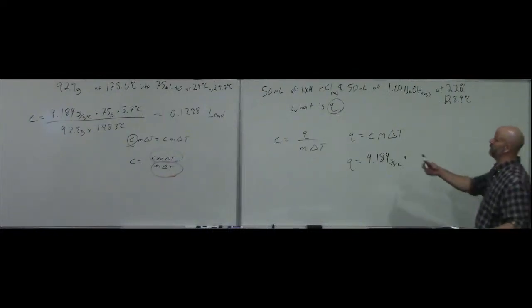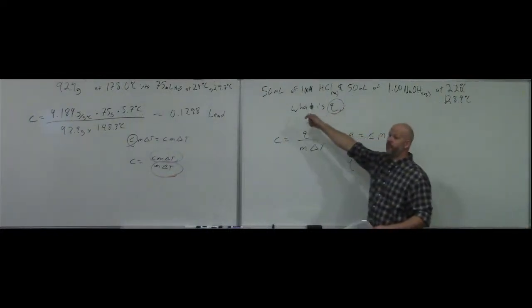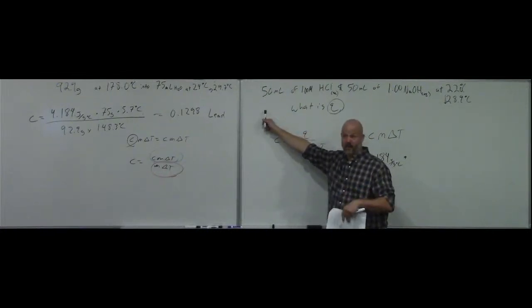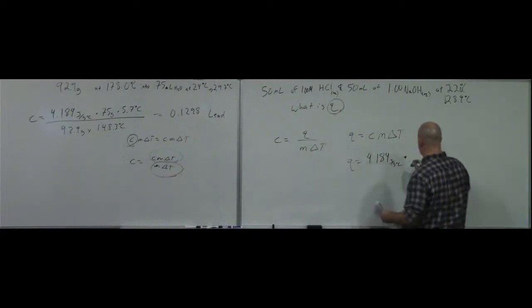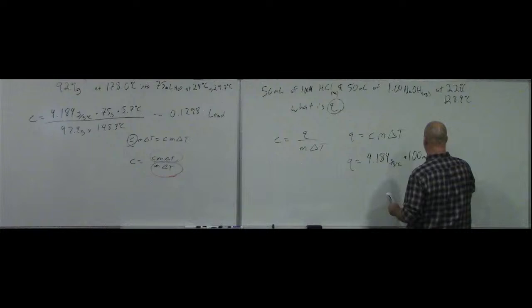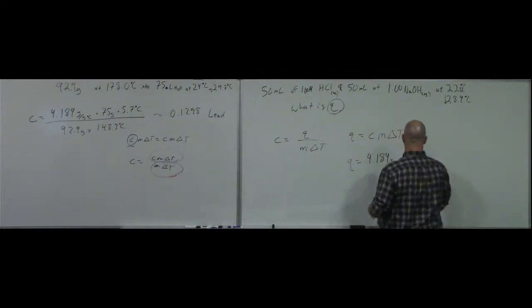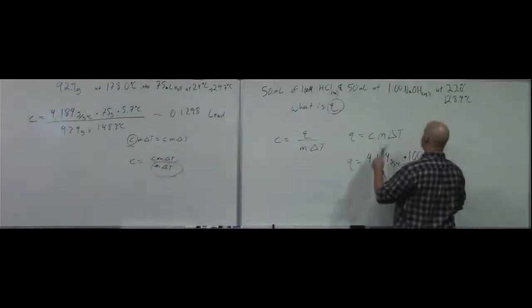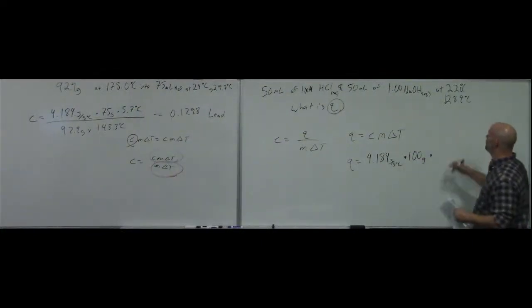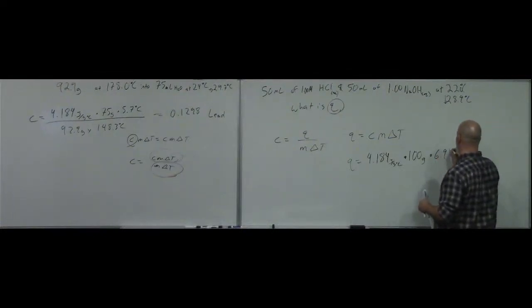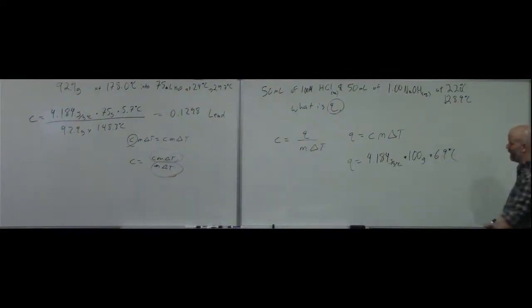Because I got 50 milliliters of one substance and 50 milliliters of another. If you mess that up, you'll have half of the value that we want, right? So that is an important thing to catch. 100 milliliters of water or 100 grams of water. Okay? Now, my change in temperature is 6.9. Now that becomes super easy, right? Solve for Q.